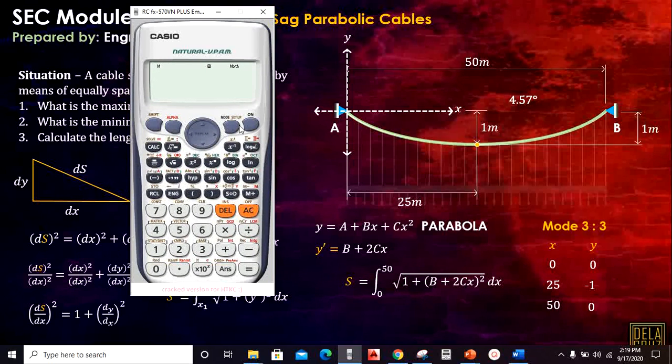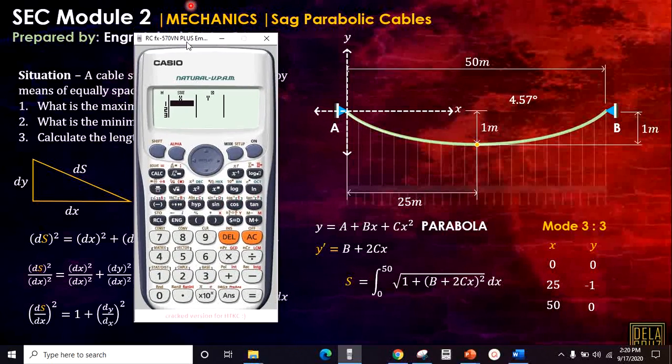Di ba sa canon mode, saan ba yun? Mode 5. Dito sa 570 mode equation 5. No, mode 3 pala. Mode stat. Di ba sa stat tayo doon? Mode 3. Then, ito yung equation ng parabola. Okay, doon sa canon, nakalimutan ko. Basta hanapin yung stat, then hanapin yung quadratic formula or quadratic equation. Dito sa 570, ito yon, mode 3. That one. Then, we need 3 points.